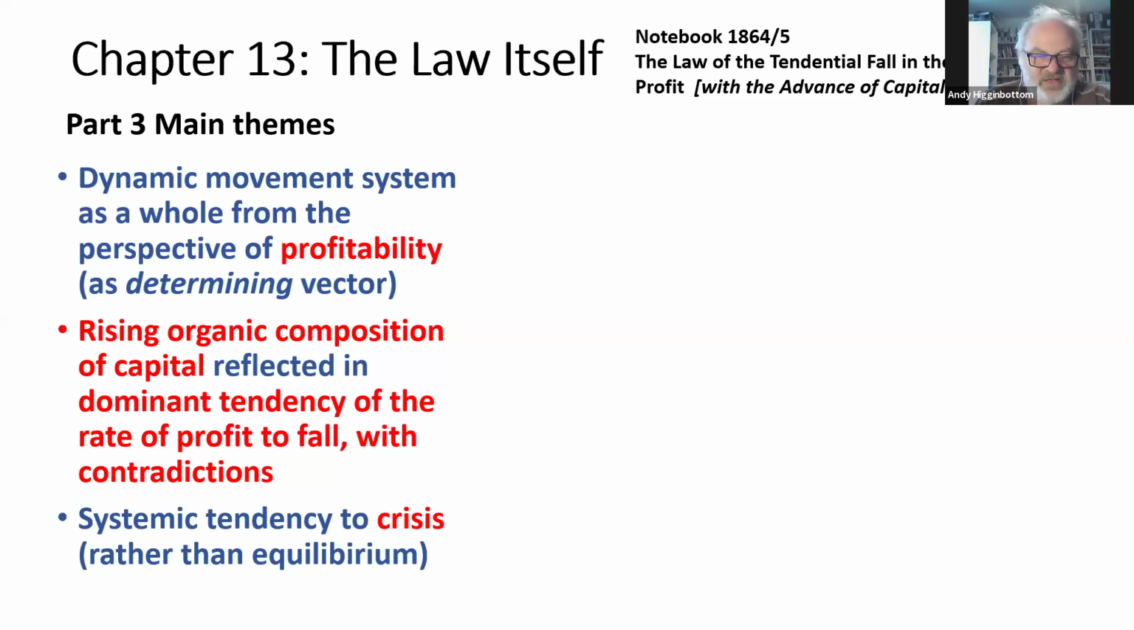So it's an unavoidable result, within capitalist social relations, of rising labor productivity, that organic composition will rise and the rate of profit will fall. He elaborates this in various ways, which I'll touch on a bit more briefly as we go through. But you've got to get the main idea, right? It's a systemic tendency to crisis. It's not to equilibrium, but to crisis. Okay.